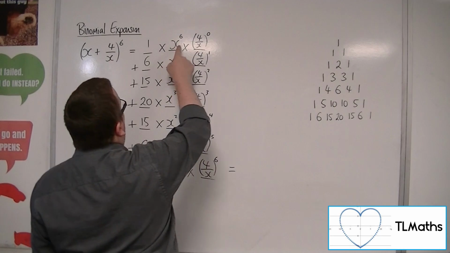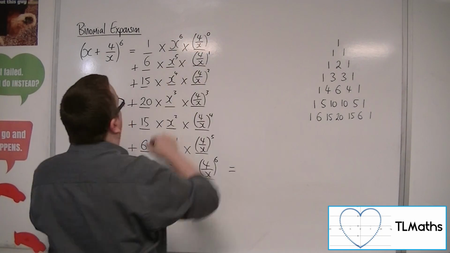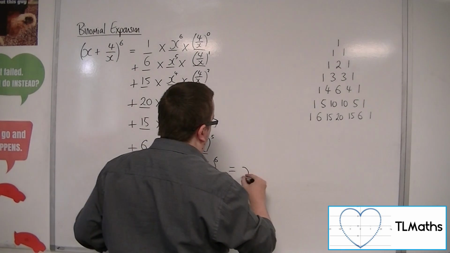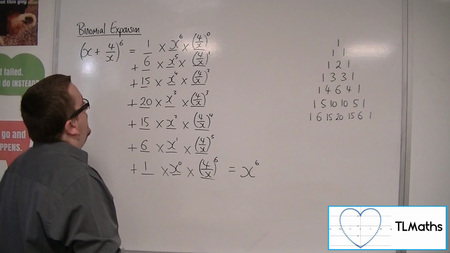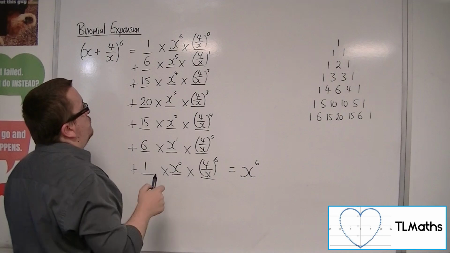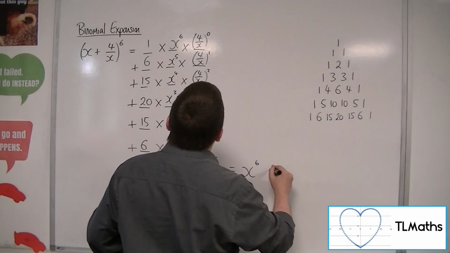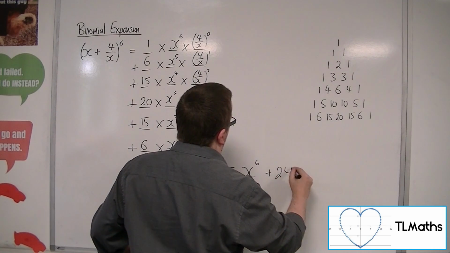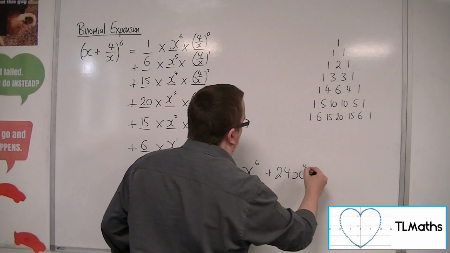Now we've got 1 times x to the 6 times 4 over x to the 0. Well, that's just going to be 1, so we're left with the x to the 6. Now, here we've got 6 times x to the 5 times 4 over x. So 4 lots of 6 are 24. And then you've got this x to the 5 divided by x, so x to the 4.